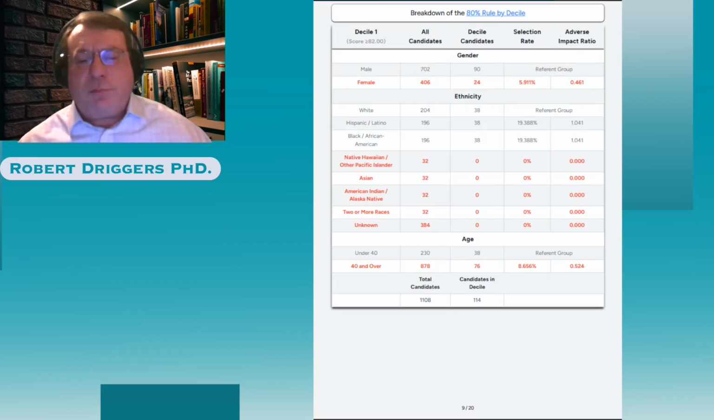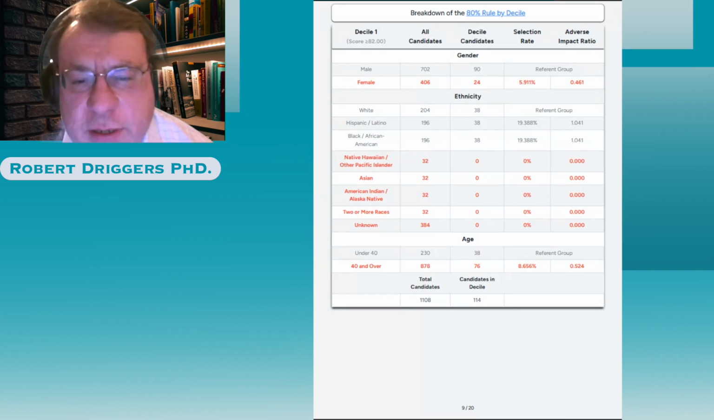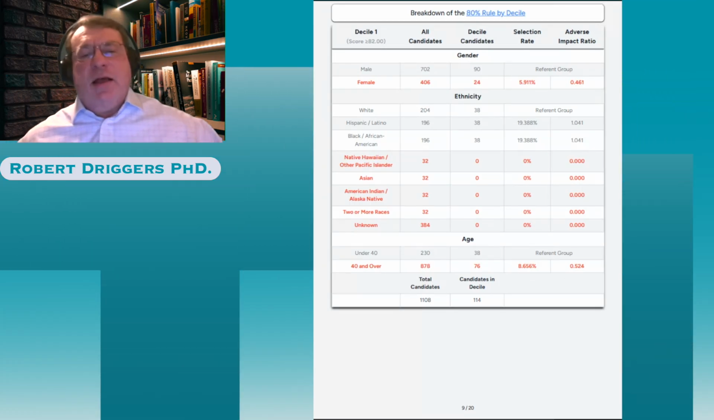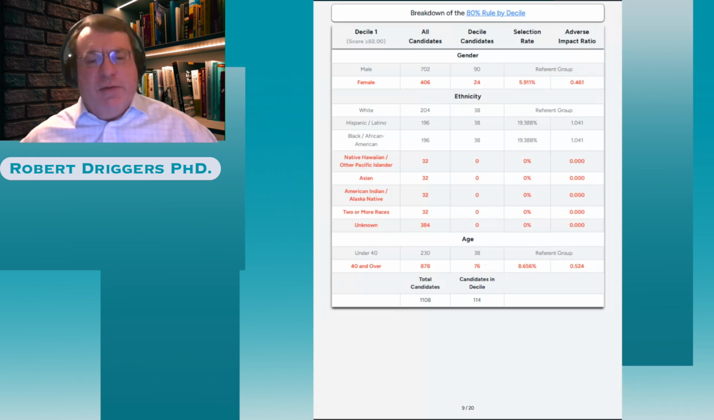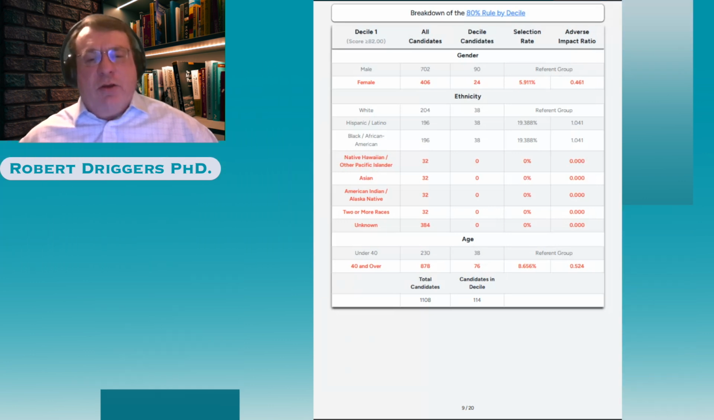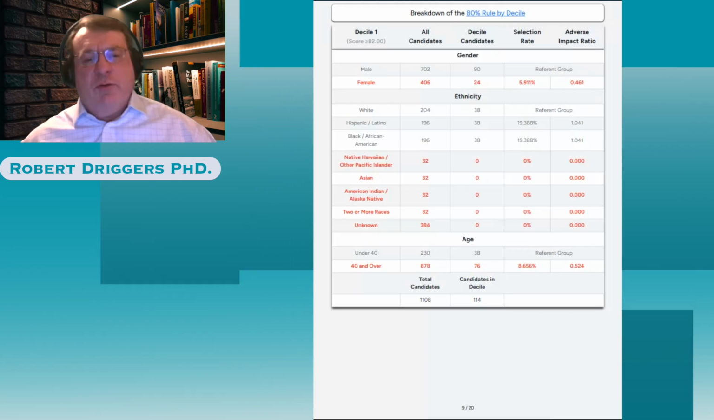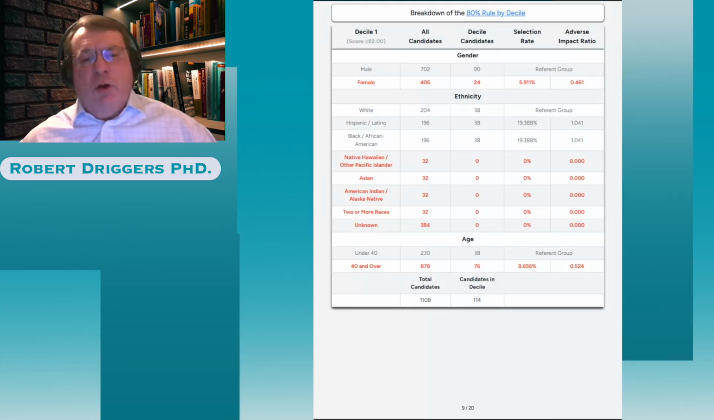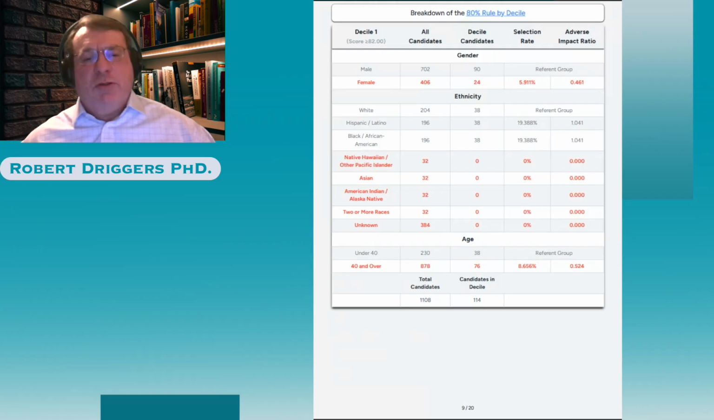So now I begin looking at the data broken down by decile. Breaking the data into deciles allows us to break it into 10 different groups and to look at the adverse impact based on the pass rates within those groups. This will make sense after we talk through decile 1 and we move to 2. It will make more sense to you.